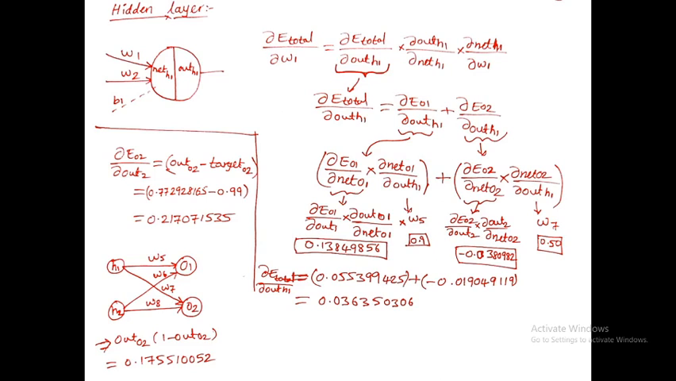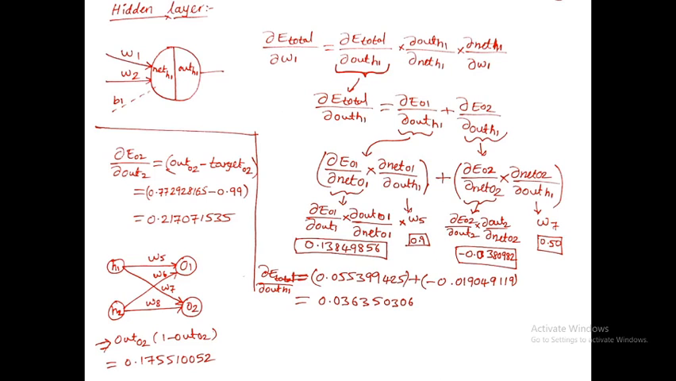So output o2 we know, the actual output we got, and the target output we had. The actual output we had already calculated in the last slides, and the target output is already given in the first figure itself. If you substitute those values, it is 0.772928165 minus 0.99. It will give 0.2170711535, which is the ∂E_o2/∂out_o2.